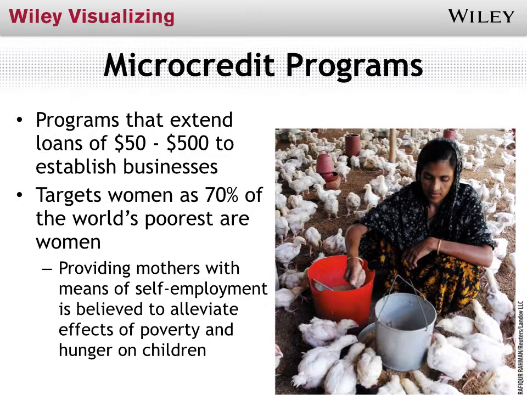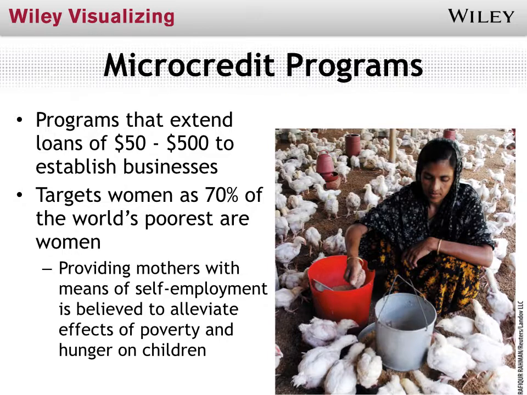One of the ways that some of these developing countries are trying to encourage women to not necessarily get an education, but to establish a business so that they can provide for themselves or contribute more to the family, which would result then in lowering the birth rate. Programs that extend small loans to women to establish businesses, and it targets women as 70% of the world's poorest people are women, as we've already talked about.